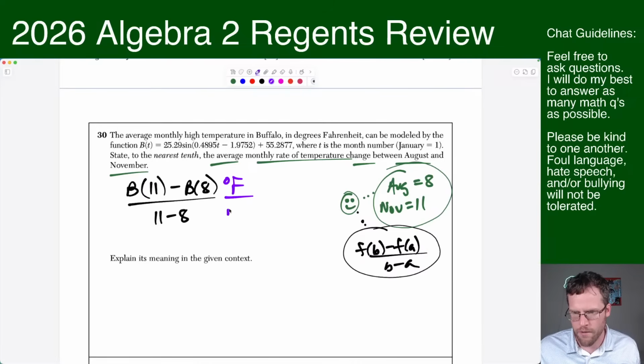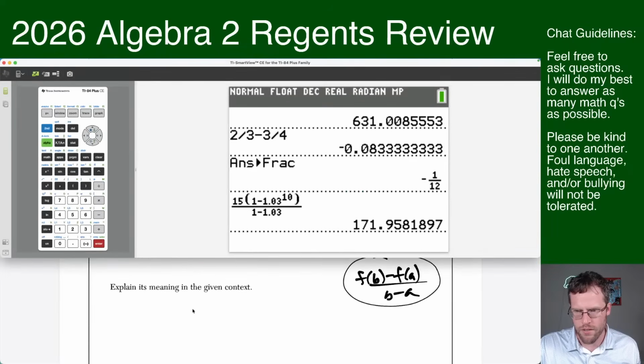And this is like in months here. So, I'll say per month. So degrees Fahrenheit per month. We're going to find the rate. So now calculator. Okay, so calculator.